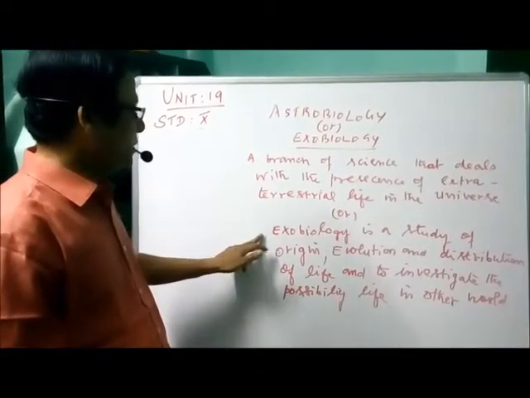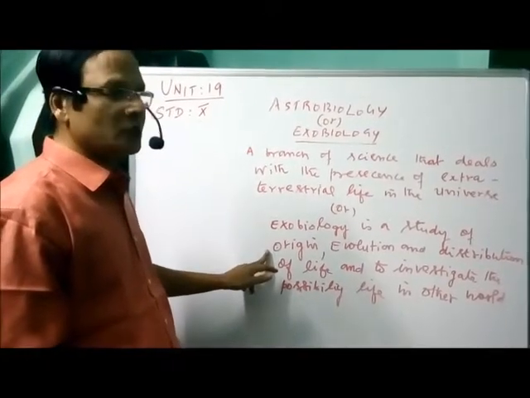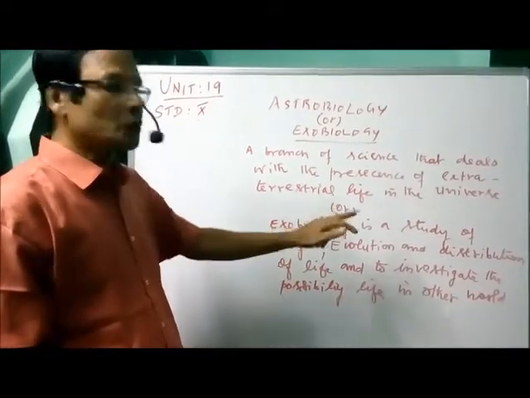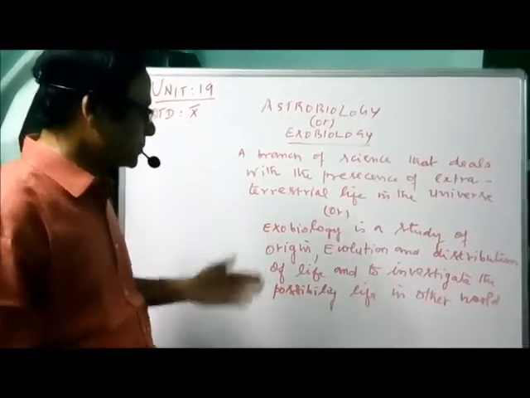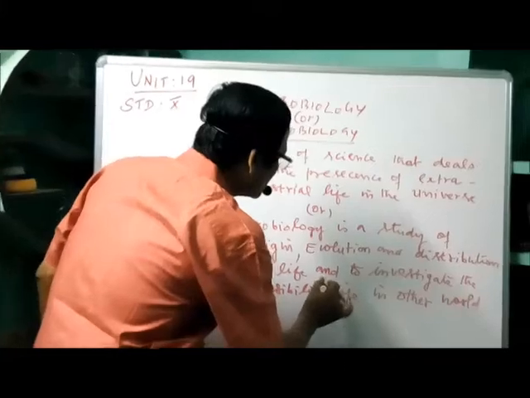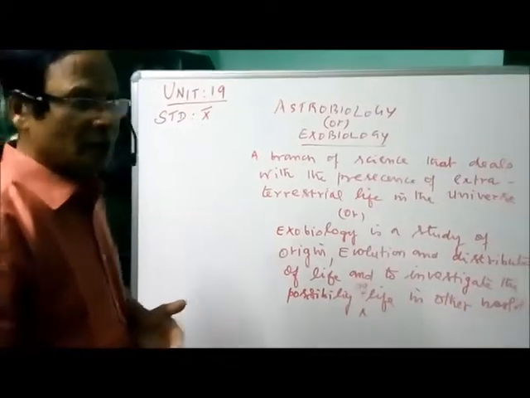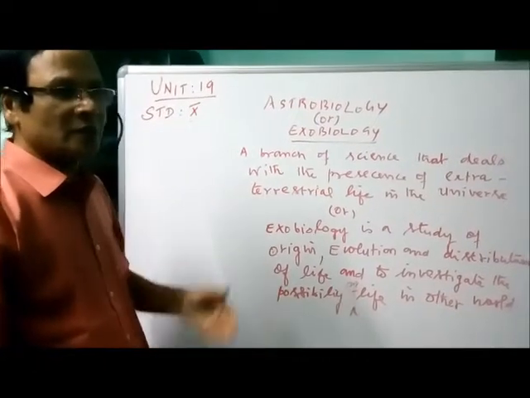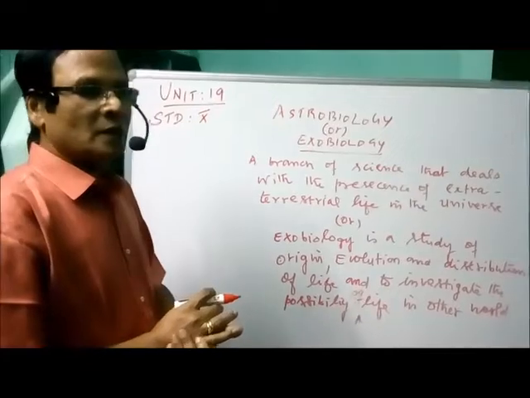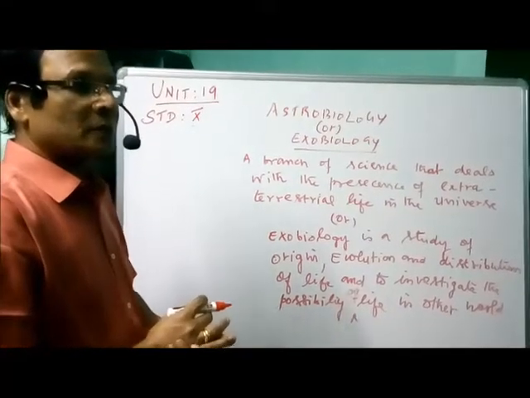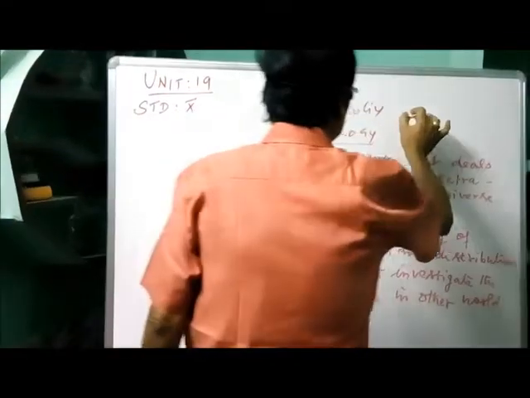Astrobiology, or exobiology, is the study of the origin, evolution and distribution of life, and it investigates the possibility of life in other worlds. Other worlds means extraterrestrial, that is, in the universe, on other planets. So that's about astrobiology.